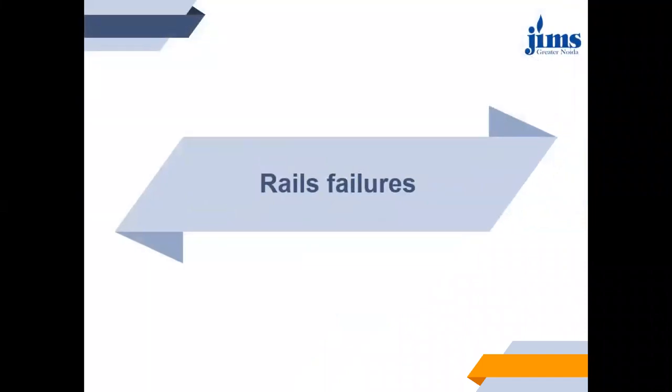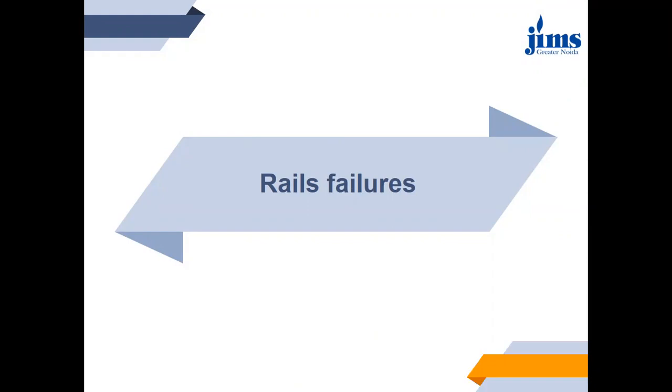So in the last lecture we studied creep in rails, which was basically the movement of the rail along the longitudinal direction. In an earlier lecture we studied rail defects as well. Today's lecture will be on rail failure, but I want you to know that rail defects and rail failures are different things. How are they different? There's a slight difference between rail defects and rail failure.